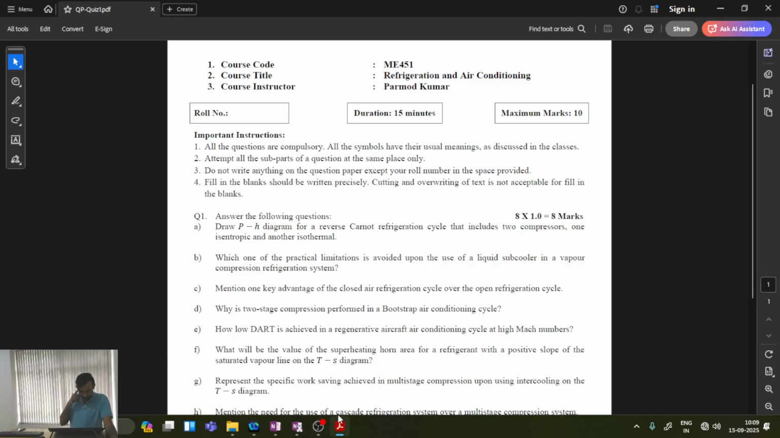Question number 2. Which one of the practical limitations is avoided upon the use of a liquid subcooler in a vapor compression refrigeration system? Very simple answer. Why do we do subcooling? What was the limitation of the flash chamber which we avoided in subcooling?